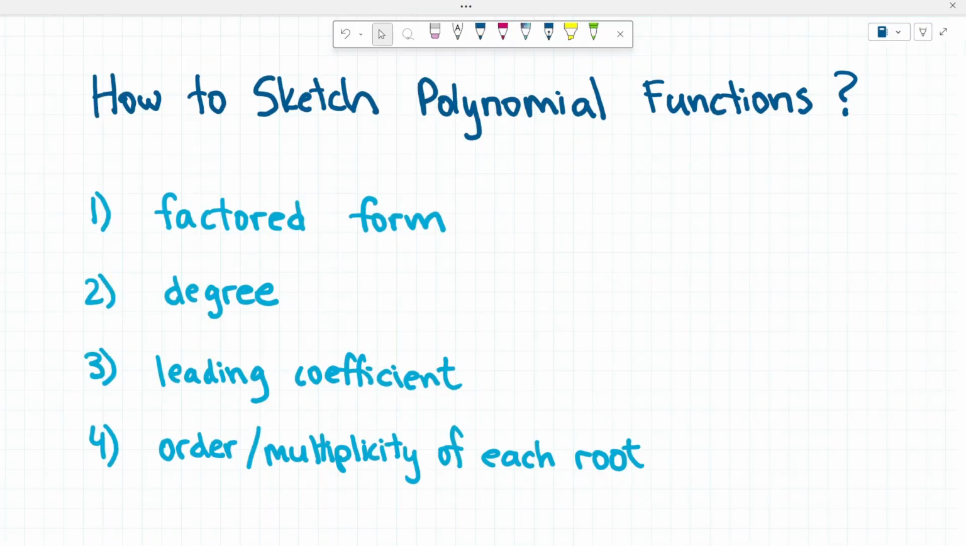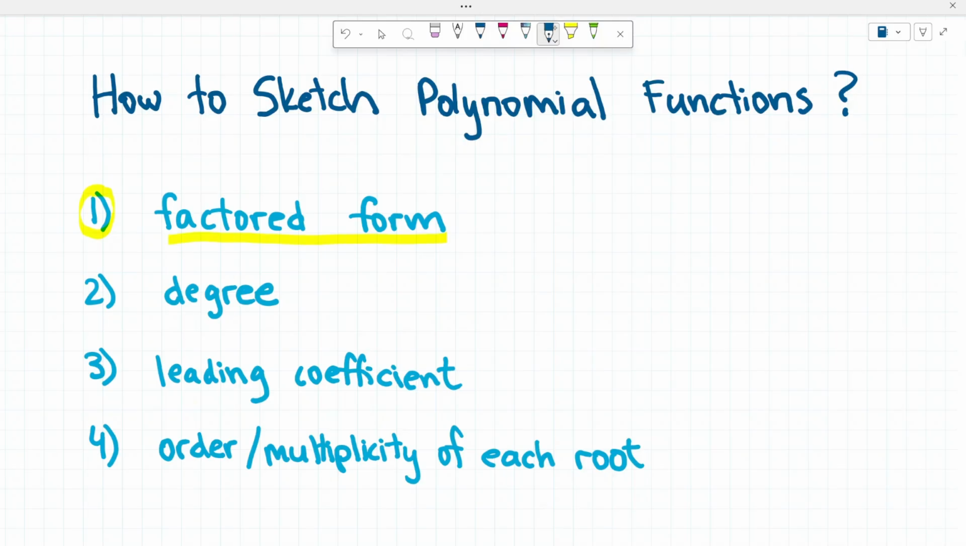Okay, so I'm going to give you a great 4-step process today so that you can learn how to easily sketch polynomials. You can follow this format every single time and it will help you get an idea of how polynomials should look and understand what their end behavior and intermediate behavior is. So step 1 is that you want to put your polynomial into factored form.